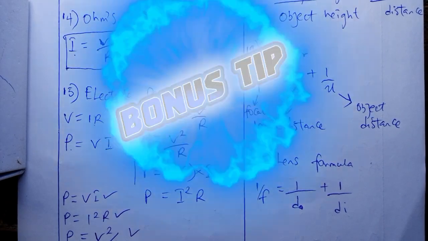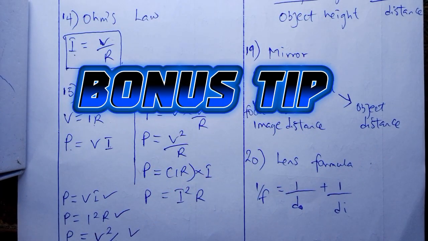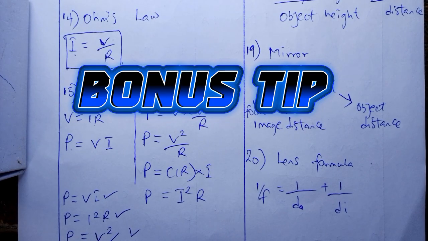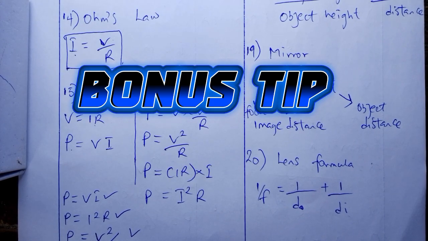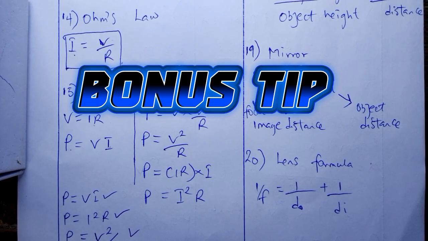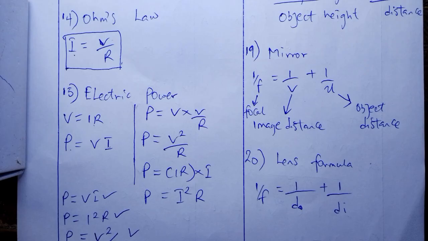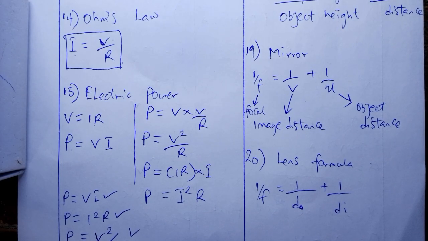Bonus tip: instead of trying to memorize all 20 formulas at once, group them into categories. Category 1, motion; 2, forces; 3, energy; 4, electricity; 5, waves; and finally, optics. Practice at least 5 formulas every day, and within 1 week, you will know all 20 formulas. Don't stress your brain. Those are the top 20 physics formulas every student must memorize.